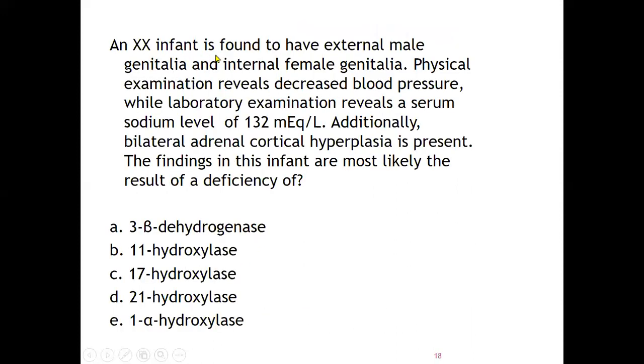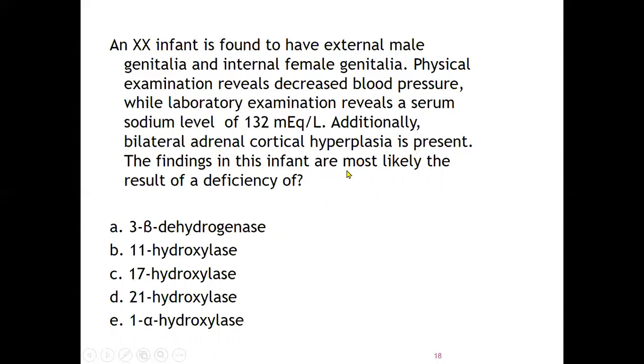Now, an infant is found to have external male genitalia. I'm just showing you what type of scenario can be in the exam. And internal female genitalia. Physical examination reveals decreased blood pressure, while lab examination reveals sodium level 132. In the next lectures, we will discuss that you have to remember some important parameters of clinical chemistry and their normal values for proper evaluation. Sometimes the values are not given. Here you cannot be sure if you don't remember the value. 135 is the lower limit from where the borderline reference range starts. No, it is 132. Additionally, bilateral adrenocortical hyperplasia is present.